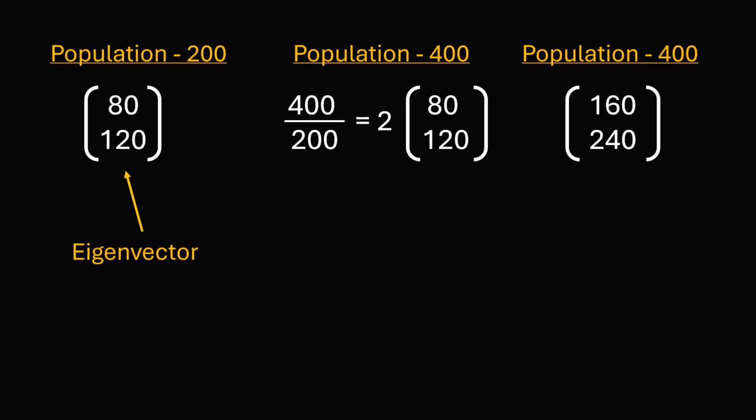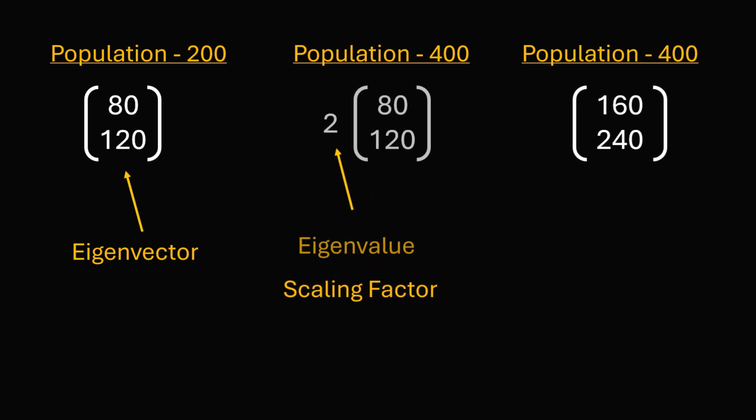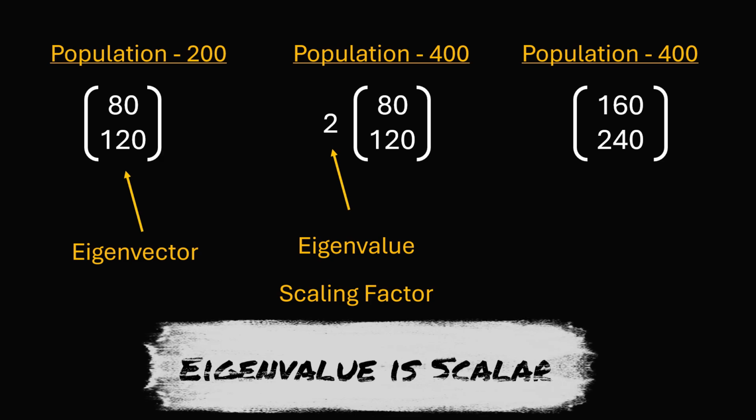So basically the eigenvector doubled in magnitude because the population doubled from 200 to 400. So this 2 is the scaling factor because it scales the eigenvector in magnitude. And this scaling factor is also called eigenvalue. It is called eigenvalue because it increases or decreases the magnitude of the eigenvector. An eigenvalue is a scalar entity, unlike the eigenvector, which is a vector with both magnitude and direction. And the reason it is a scalar entity is because it only changes the magnitude of the eigenvector.